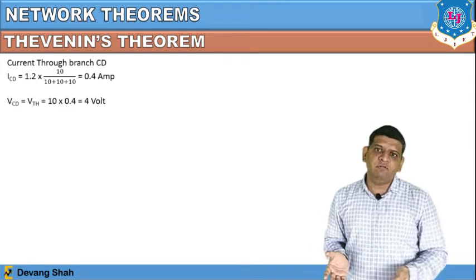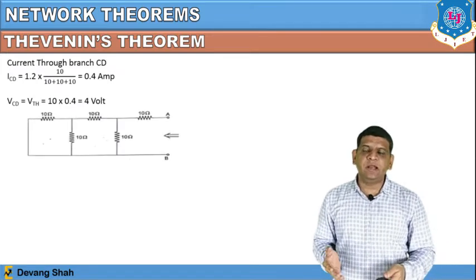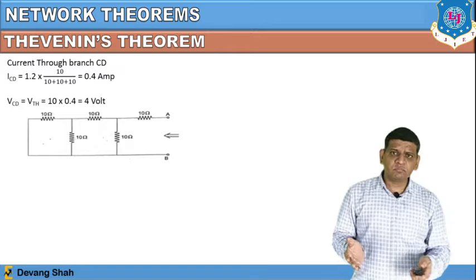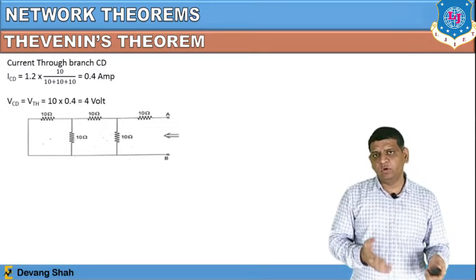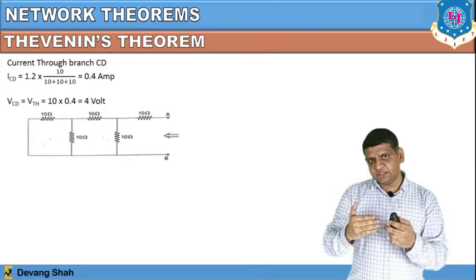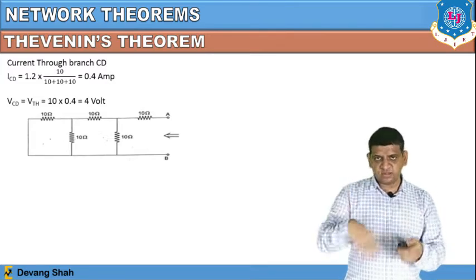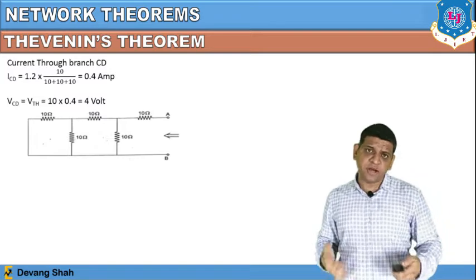Now to find VOC or VTH, I have to multiply 10 by the 0.4 ampere current, so that would be 4 volt. So here my value of VTH is 4 volt, just remember this. Next we have to find the RTH.